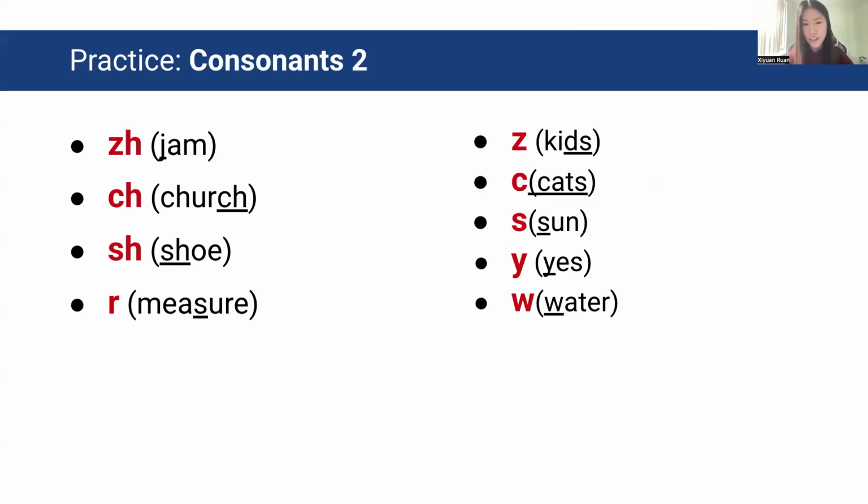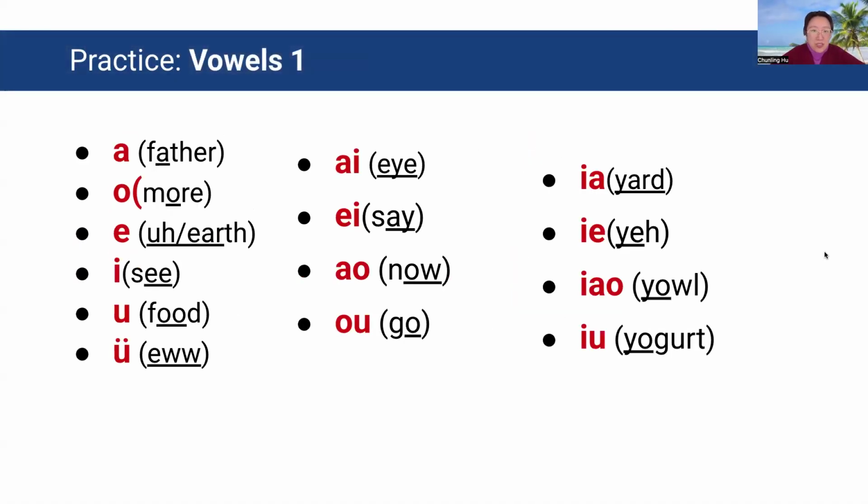And here we have zhi (gem), chi (church), shi (shoe), ri (measure), zi (kids), ci (cats), si (sun), yi (yes), wu (water). Okay, so these are consonants, quite similar to those in English, and maybe vowels can be a little more difficult. Let's take a look. Next, vowels.